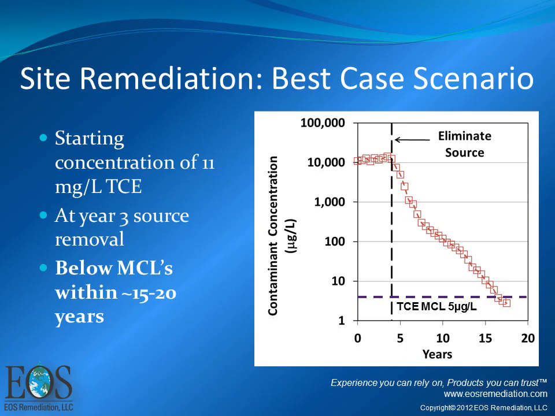Taking a look at a best case scenario, you have a site starting off at about 11 milligrams per liter TCE. You go ahead and remove your source, as you can see here, with the elimination of the source around 4 years. After that removal, you see some downward trending in your concentrations. So within 10 to 15 years, you reach your MCL targets. It's still a long time frame, but you do eventually reach your target once you eliminate that source zone.